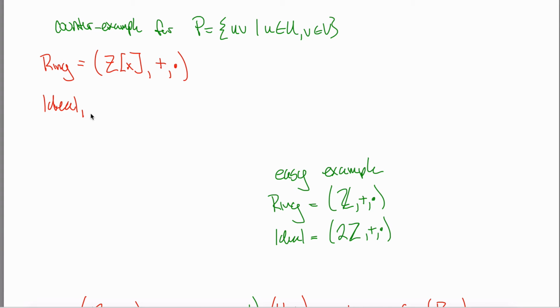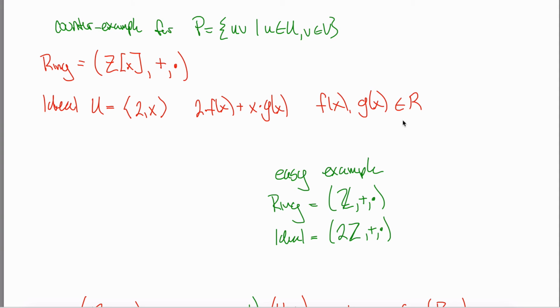ideal u maybe, is the subset of this ring that is generated by 2 and x. So what I mean by this is 2 times f of x plus x times g of x, where f of x and g of x are polynomials in my ring R. So not all polynomials, only the polynomials that I can get by taking a polynomial from my ring and multiplying it by 2, and then adding to that a polynomial from my ring and multiplying it by x.